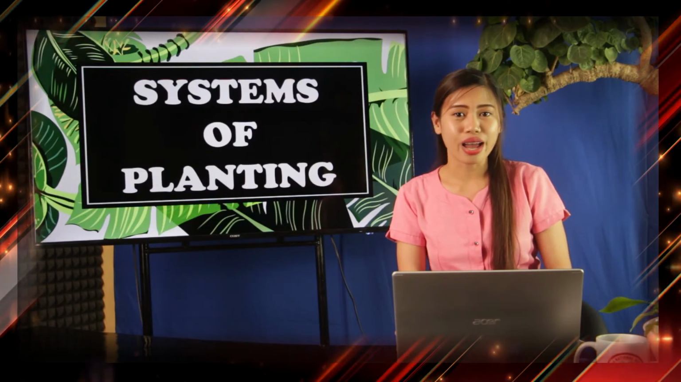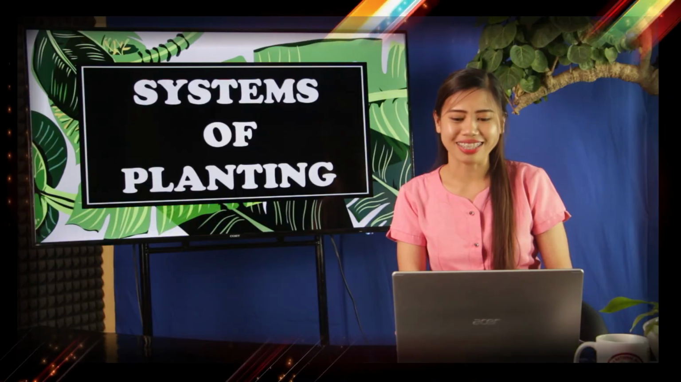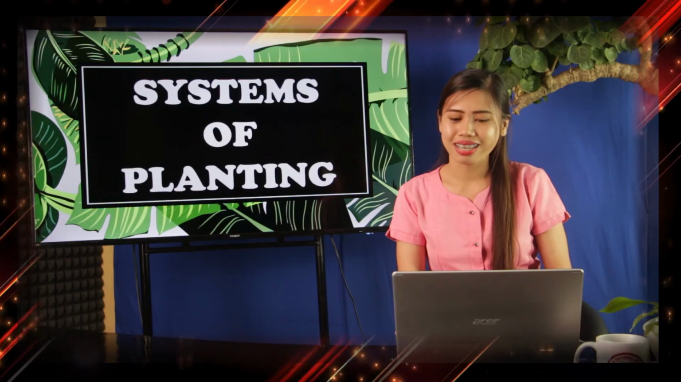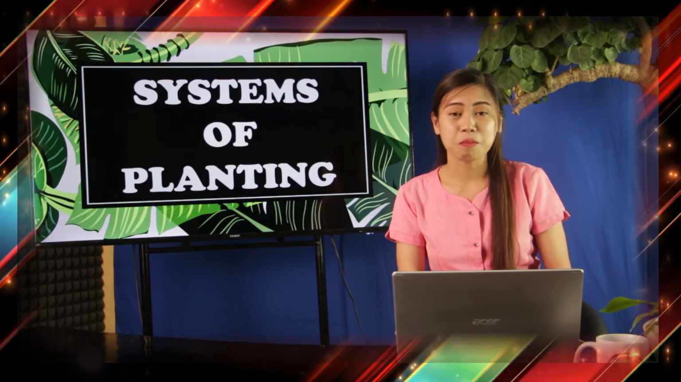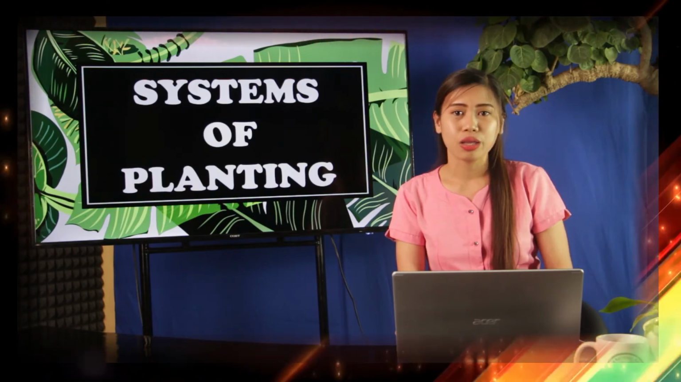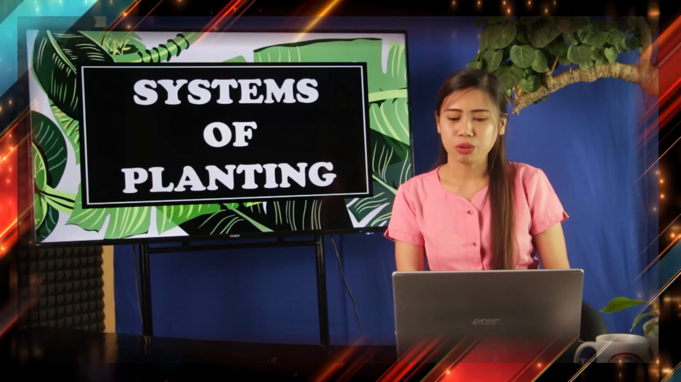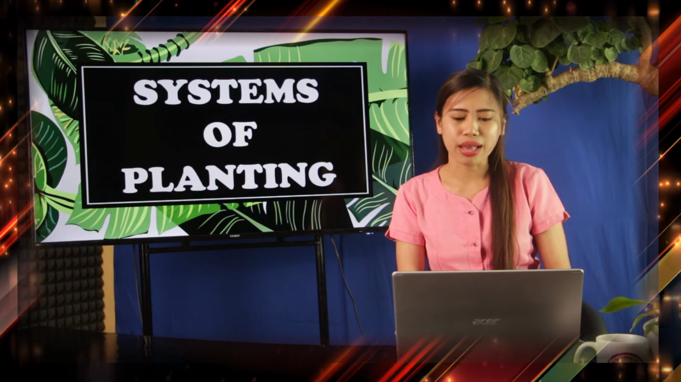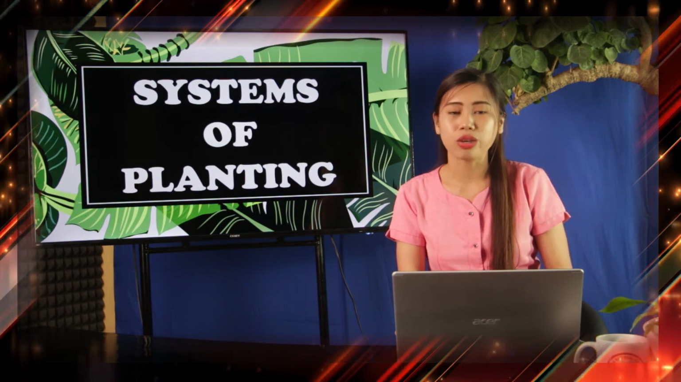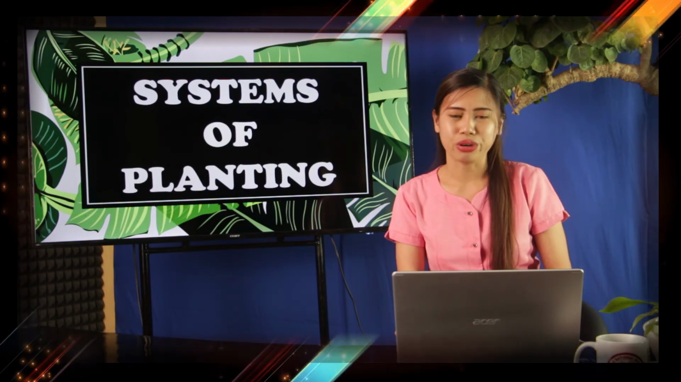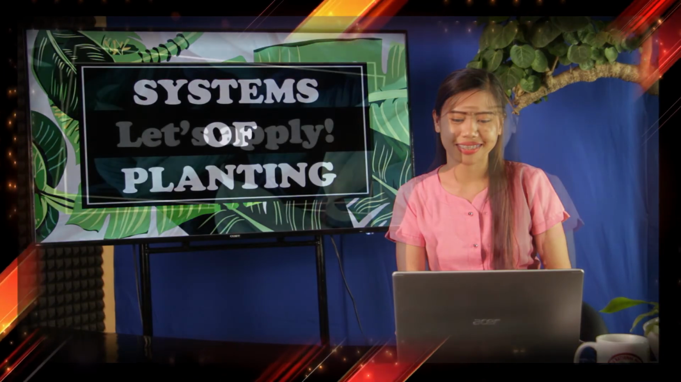So those are our 5 systems of planting. It is very important to know these so that we can provide maximum number of trees to be planted per hectare and adequate space for proper development of the trees and to ensure the convenience in orchard cultural practices.